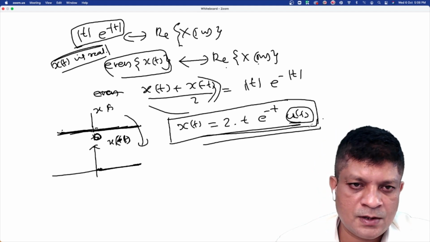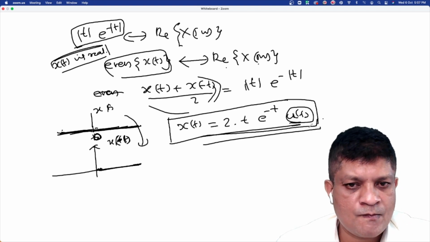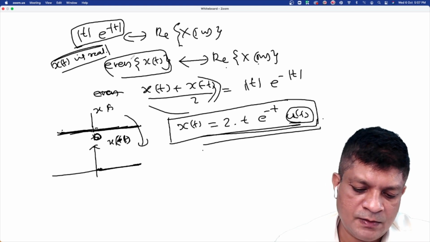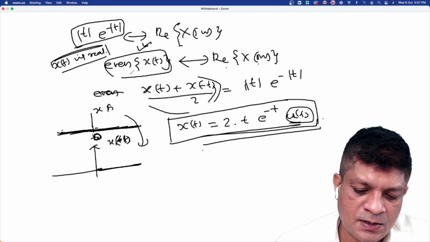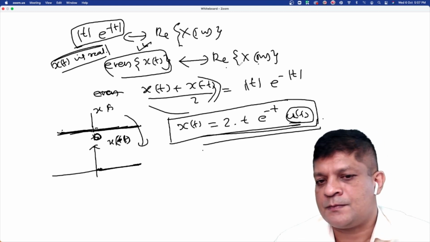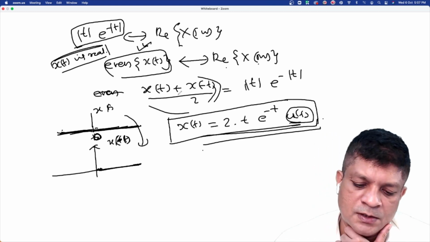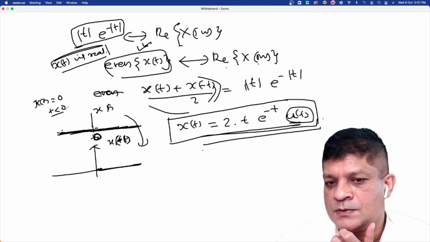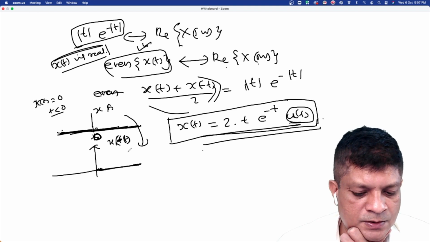Okay, any question regarding this tutorial? Can you explain the last step? Which one? This one? Yes, sir. So xt, it is given, is this clear? The even part of xt is given. It is also given that xt is 0 for t less than 0, isn't it? It is given in the question.